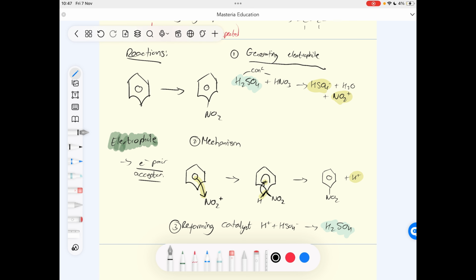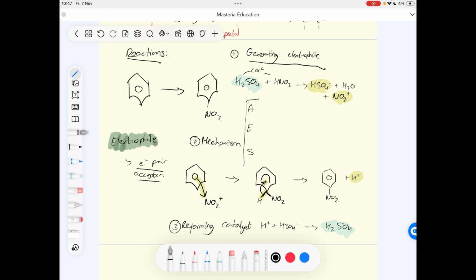Now, before we go on to the other reactions, it's quite important to know the name of this mechanism. So at A-level, there are 3 types of reactions you can have in organic chemistry. You can have an addition reaction, an elimination reaction, or a substitution reaction.